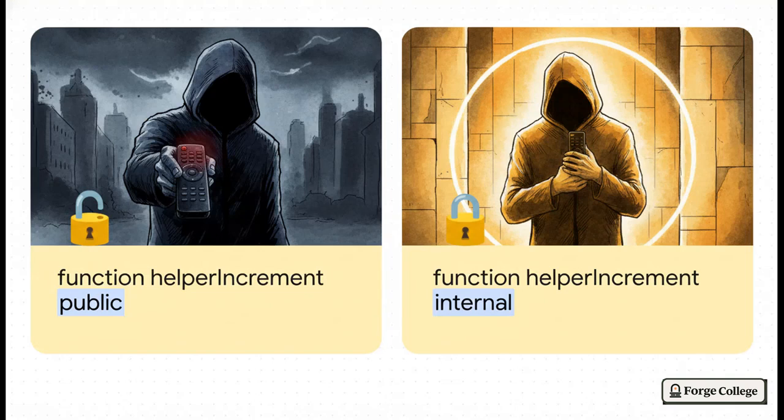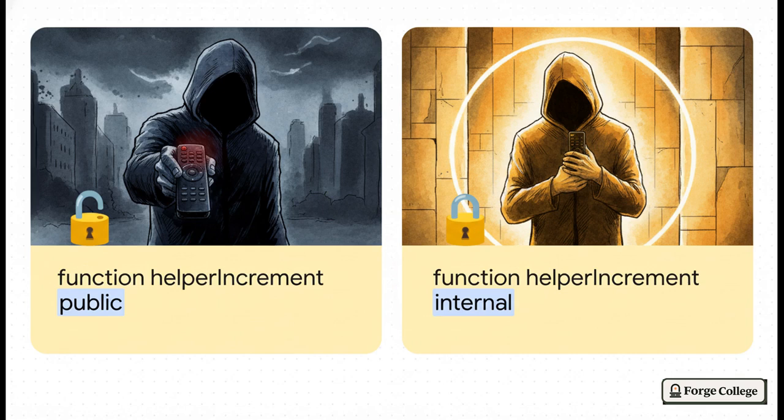Take a look at the buggy code here first. We've got our function helper increment, and it's set to public. Because it says public, it is part of the contract's public ABI. And guys, that is literally like handing a random stranger on the street the TV remote to your living room and just letting them change your channels whenever they want. They can call it directly and increment your counter completely unexpectedly. No way we want that.